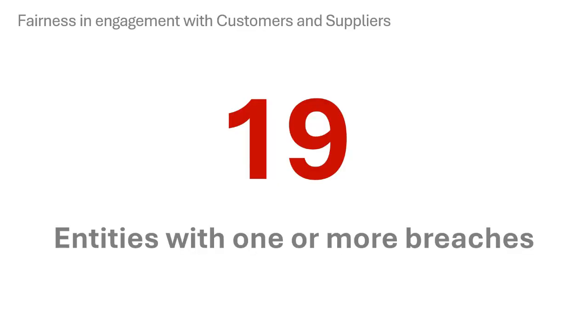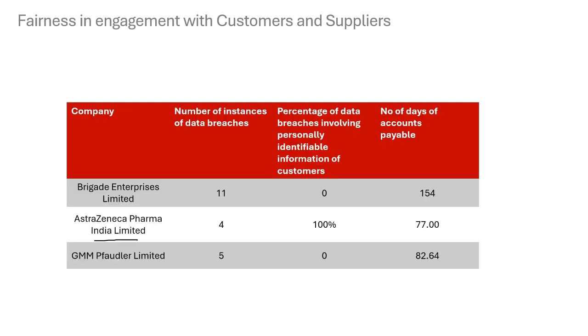For the BRSR reports filed in financial year 23-24, there were 19 entities with one or more cybersecurity breaches. AstraZeneca Pharma India Limited has reported that it faced 4 cybersecurity breaches during the year 23-24 and all of them were involved with customer data leakage. A 154 days of accounts payable in Brigade Enterprises Limited shows that there is a scope of improvement in dealing with the suppliers. Although this needs to be compared with its peers in the same industry of real estate and also may have some contextual information for this large number.